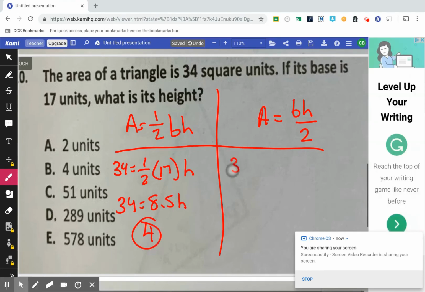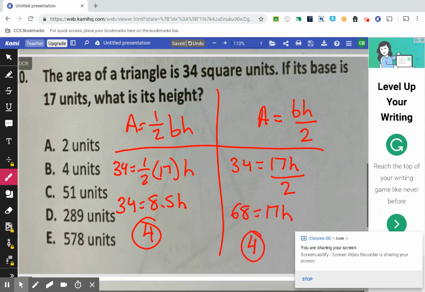Plugging it over here, 34 equals, up top, we know the base is 17, don't know the height, divided by 2. So I'm going to get the 2 off the bottom by multiplying, the opposite of division. 34 times 2 is 68. That leaves me 17h in the numerator, and 68 divided by 17 gives me 4, just like we did on the other side.